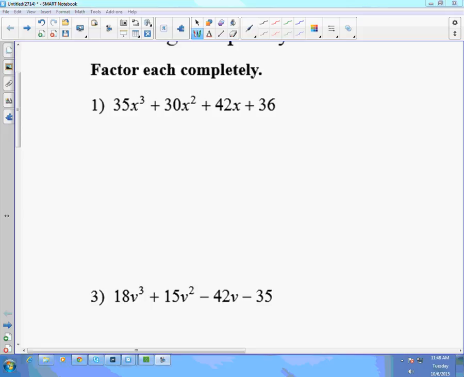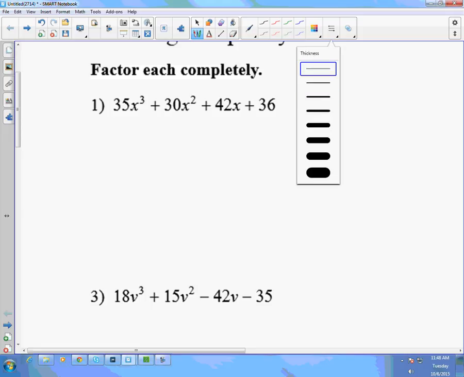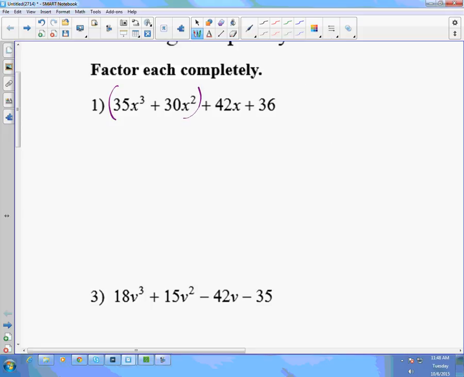So factoring by grouping looks like this. What we're going to do is group the first 2 and look for their GCF. There's not a GCF other than 1 for all 4 of them, but what about the first 2? Tell your neighbor the GCF. It's not 5.